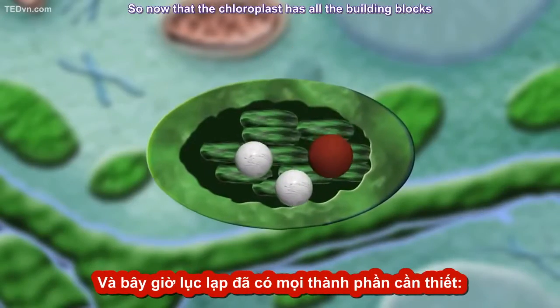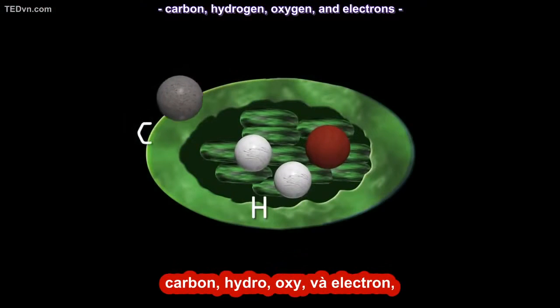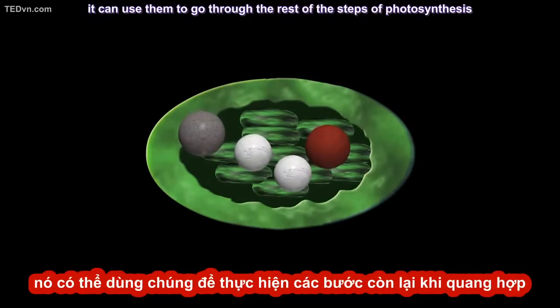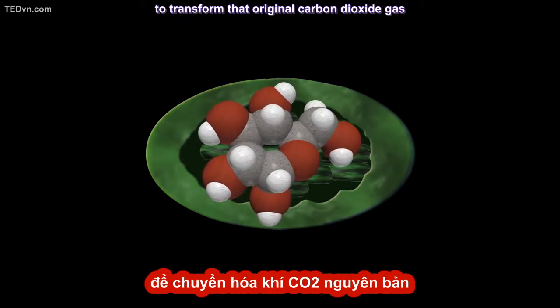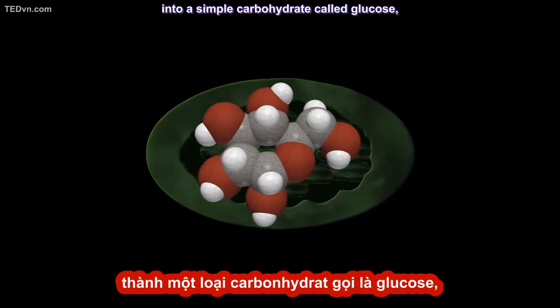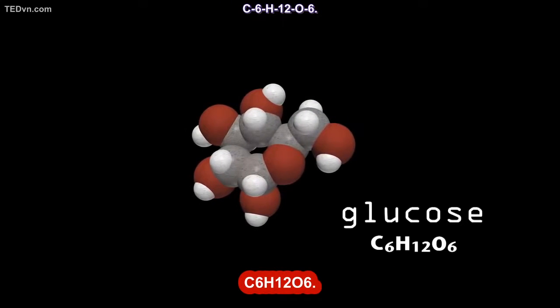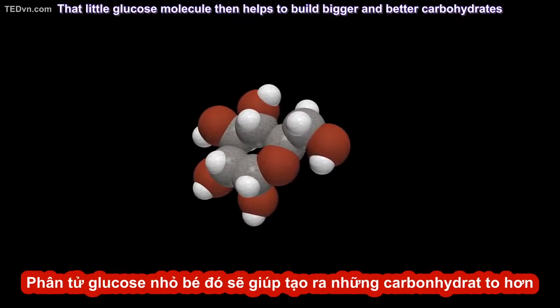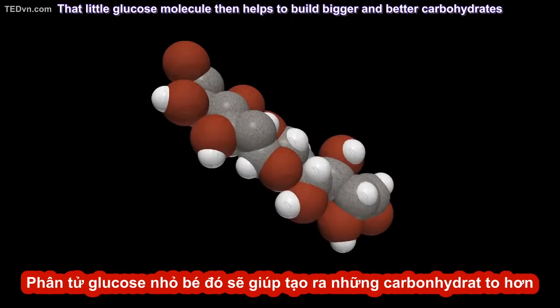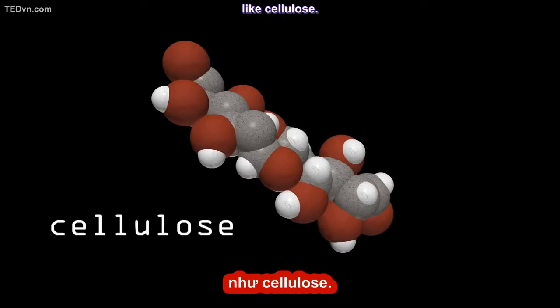So now that the chloroplast has all the building blocks, carbon, hydrogen, oxygen, and electrons, it can use them to go through the rest of the steps of photosynthesis to transform that original carbon dioxide gas into a simple carbohydrate called glucose, C6H12O6. That little glucose molecule then helps to build bigger and better carbohydrates like cellulose.